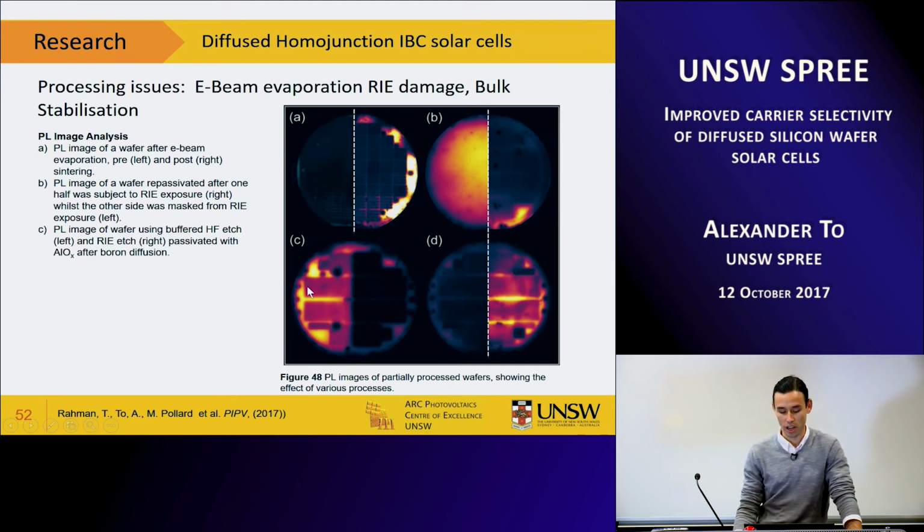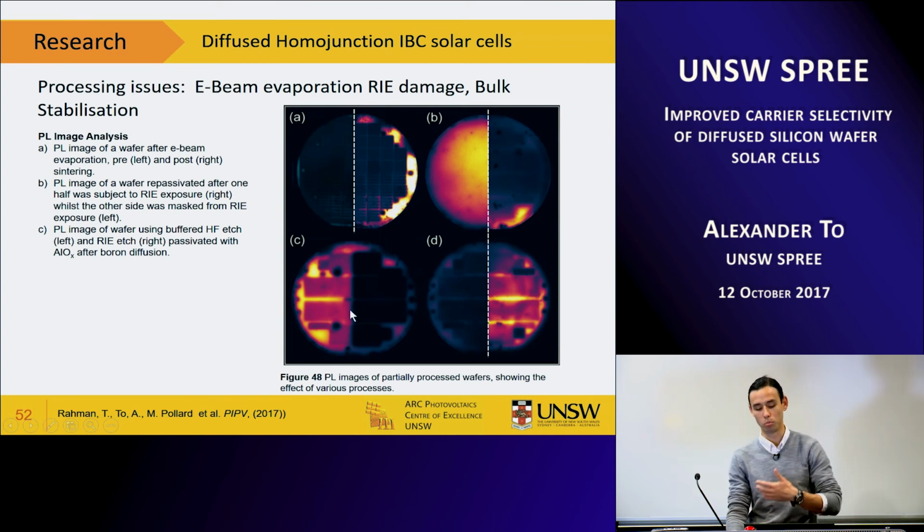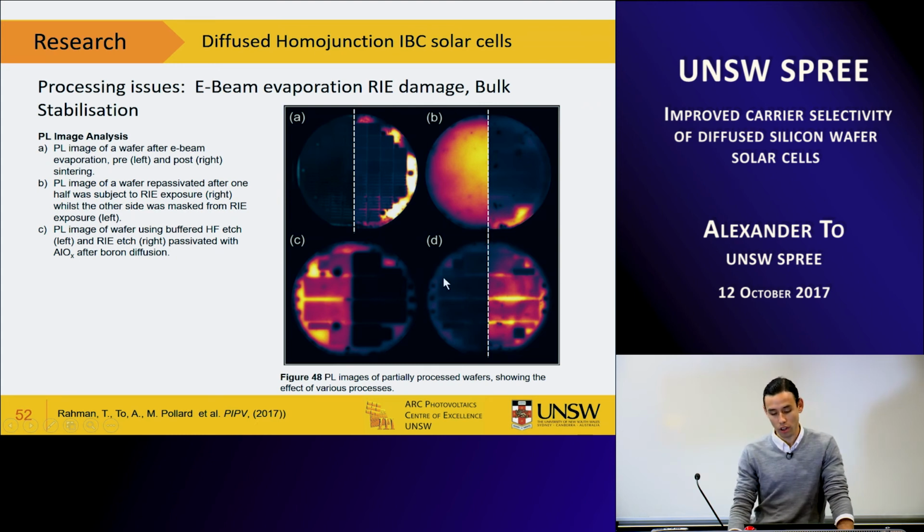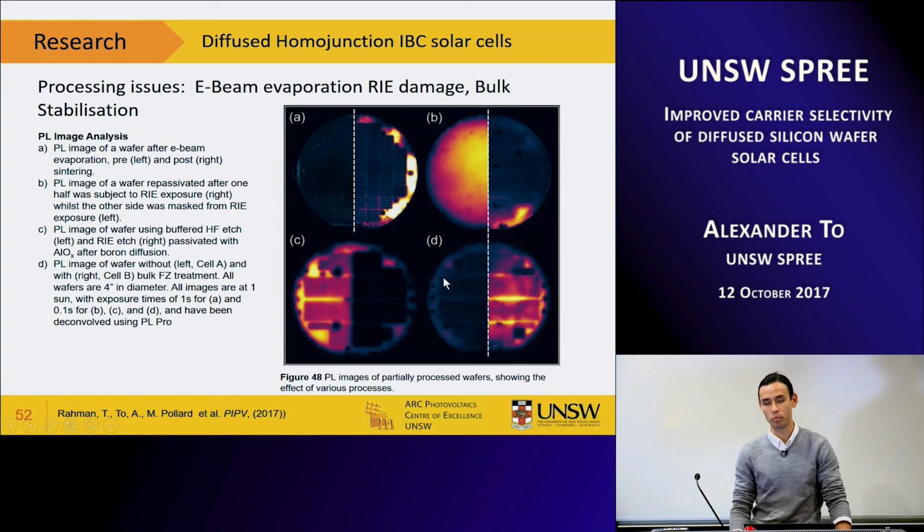And it's even worse actually when you diffuse through these layers. So this half of the wafer was patterned via RIE, this half was patterned with wet etching, and with the exception of these 2 spot contaminations, you can see if you do a boron diffusion through that and passivate, this is really bad.